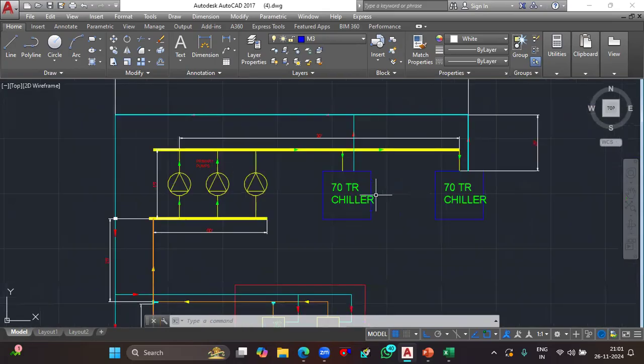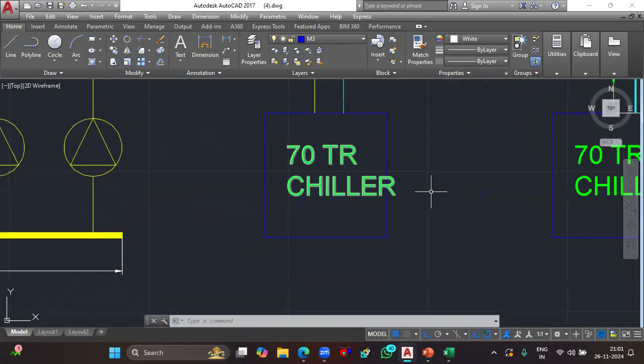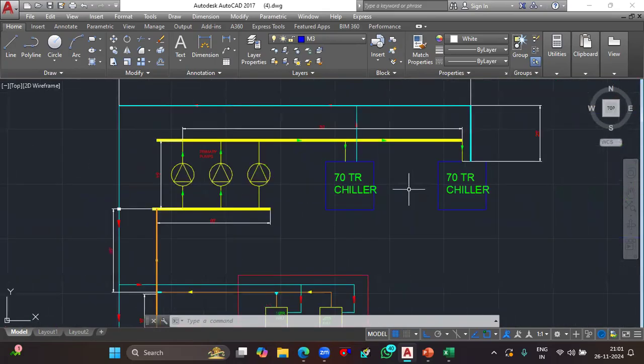So just look right here itself. What is the total capacity? Tell me. 70 ton chiller. No, 140 ton chiller. That is the total capacity. But individually, they split it up into two different chillers, which carry 70 ton capacity each, isn't it? Okay.